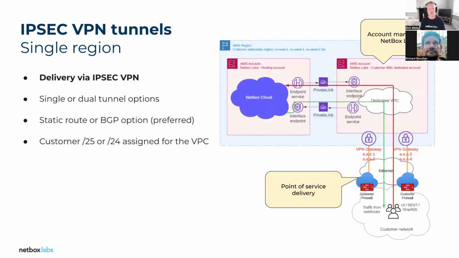The next option we have is an IPsec VPN tunnel. Again, single region. So delivery over an IPsec tunnel, you could have dual or single tunnel options, static route or BGP. We prefer BGP, and you can assign as the customer a /25 or /24 for the VPC. So you can see that quite simply there you could have an IPsec VPN configured over the internet that connects to us in AWS. So that's another option for you.